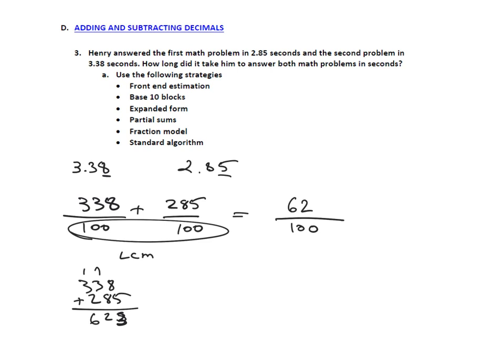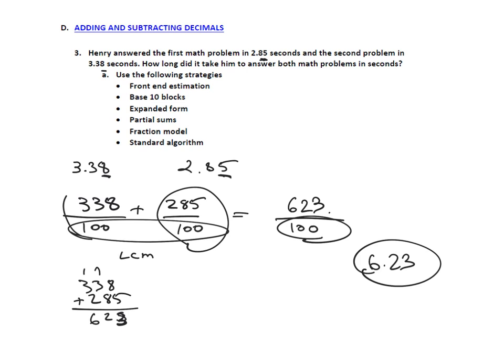So you'd have 623 hundredths, and 623 hundredths divided by 100, because there's your decimal point, would be 6 and 23 hundredths. There's your fraction model. Figure out the place value of your last place value, and since it's hundredths, we take 2 and 85 hundredths and make 285 hundredths, 338 hundredths, and now we can add those together.